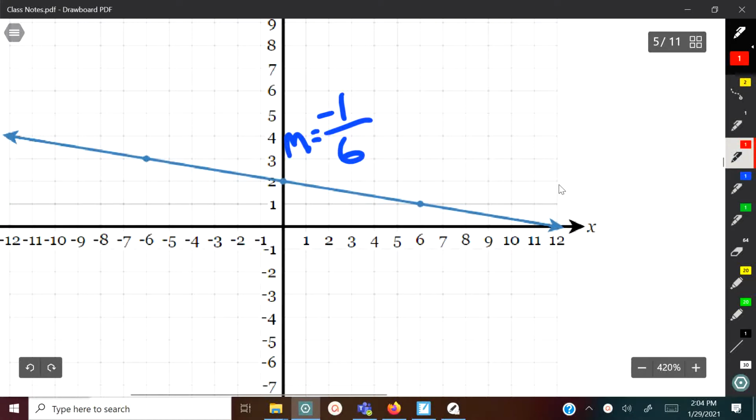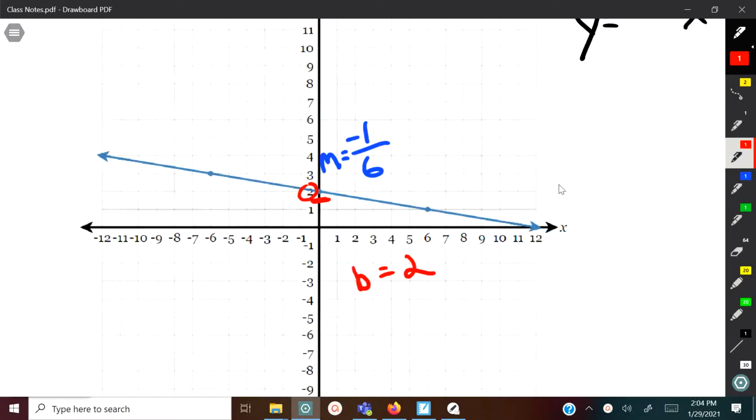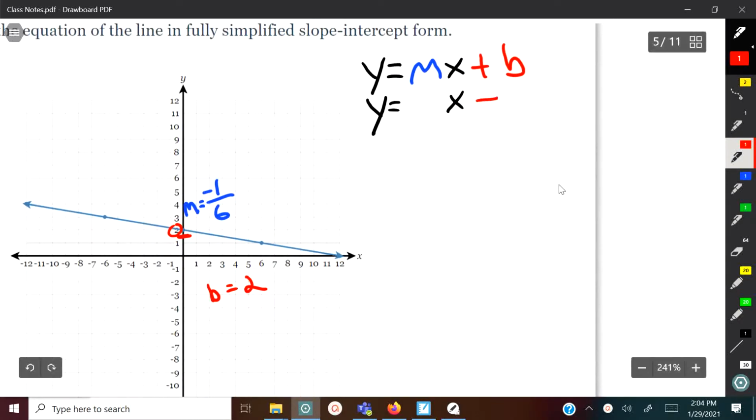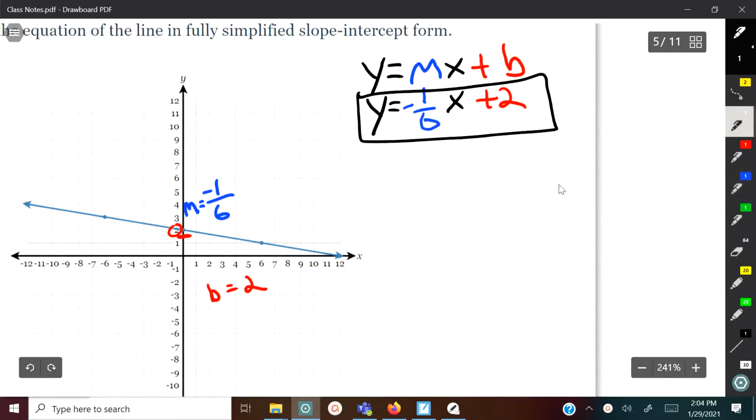Alright, now where does it cross the y-axis? It crosses here at 2. So my b is equal to 2. Now I'm going to plug both of those in: my 2 and my negative 1 over 6. So my answer to this is y is equal to negative 1 over 6x plus 2. Okay, and that's writing equations in slope-intercept form, finding the slope and the y-intercept.